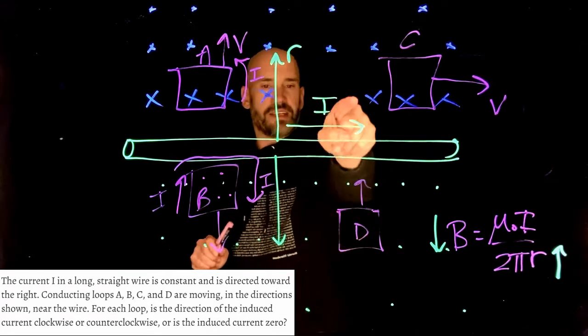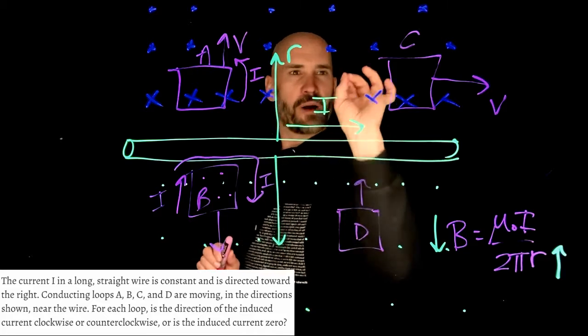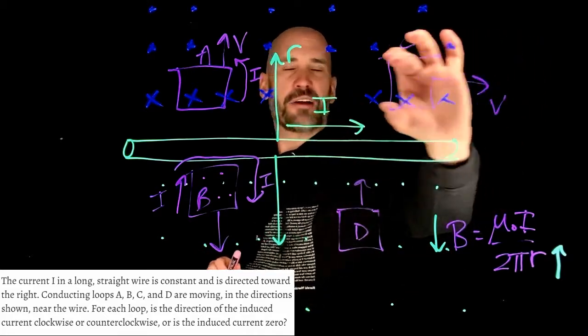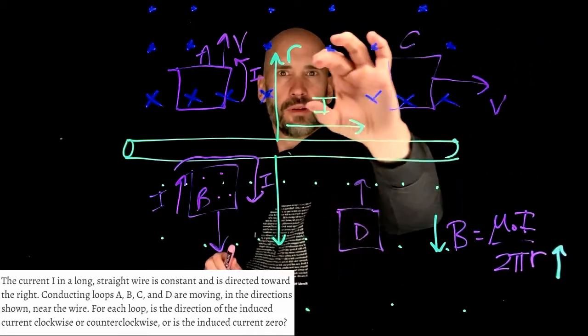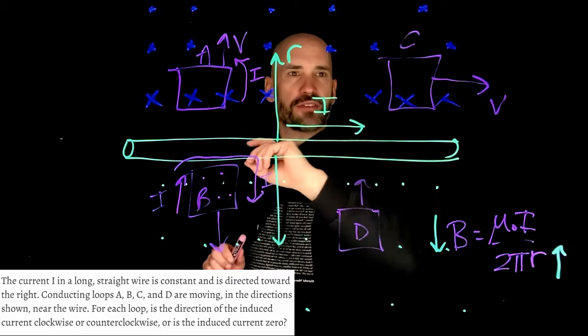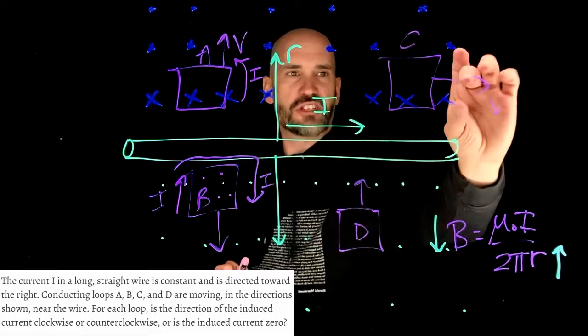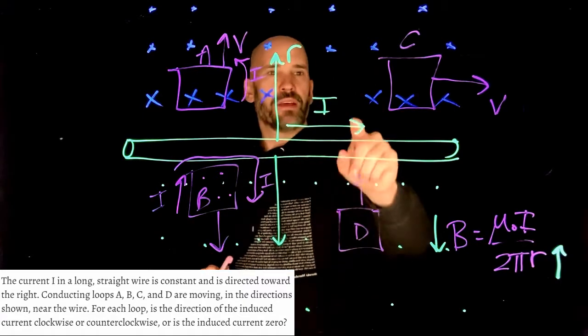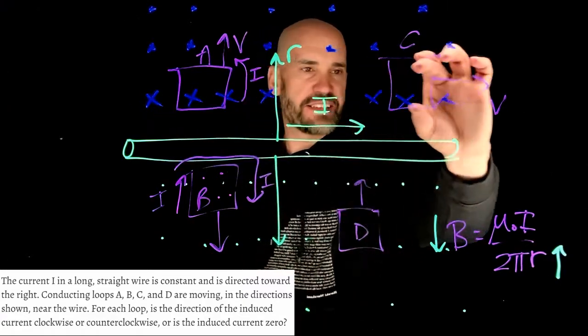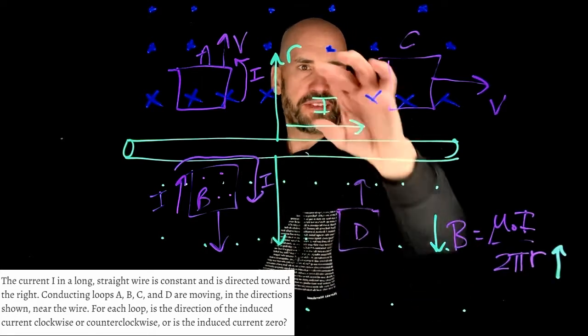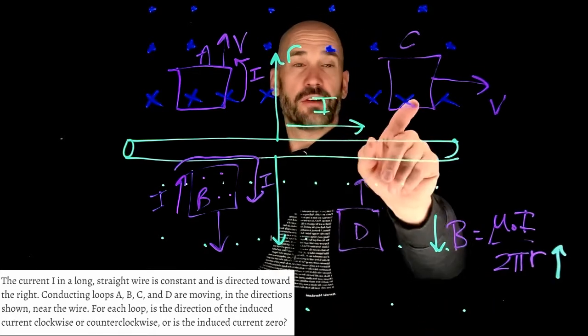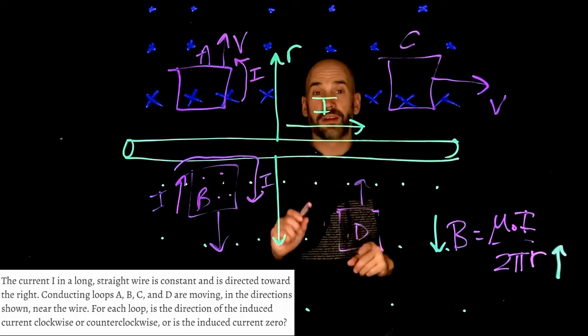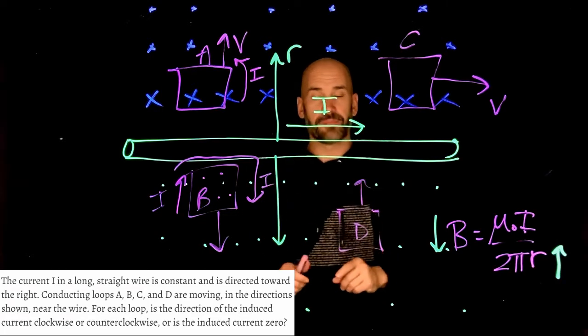For part C, I'm moving laterally. I'm not moving closer or farther away. That means the flux isn't changing, so there will not be any induced current in C. The B field is staying at the same radius, so the B field is going to be the same. If the B field doesn't change, there is no changing flux.